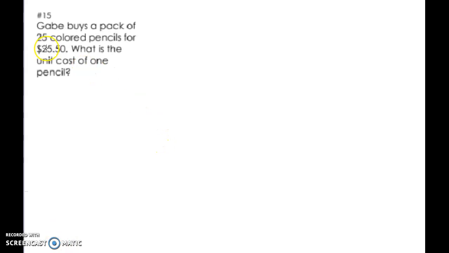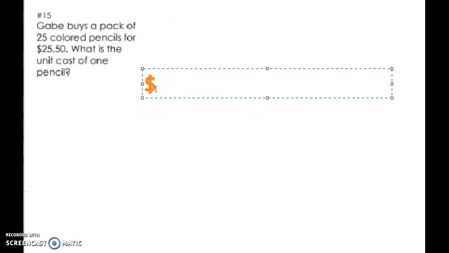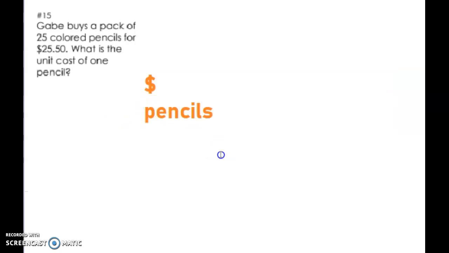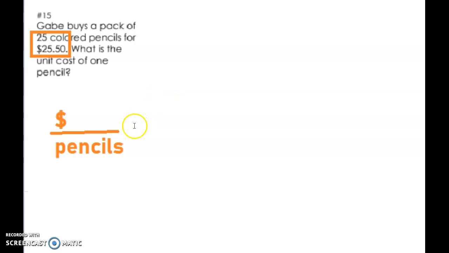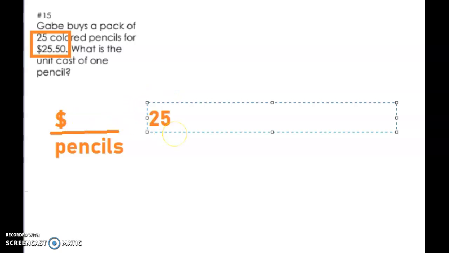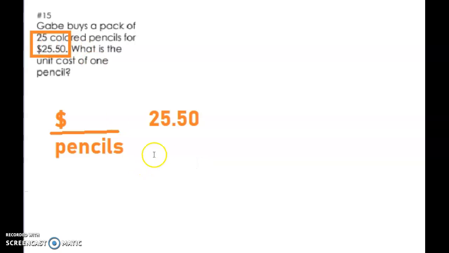Good luck. Last one for Wednesday says, Gabe buys a pack of 25 colored pencils for $25.50. What is the unit cost of one pencil? So it wants to know how much it costs for one pencil, right? So if I have money over pencils, that's my rate. And it gives me a rate, right? If I look at what information it gives me. So the first thing it says, it buys a pack of 25 pencils for $25.50, right? So let's fill in what we have. So the money is $25.50 and the colored pencils is 25, right?